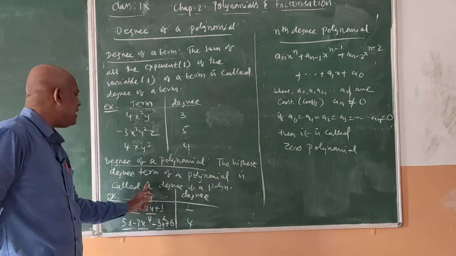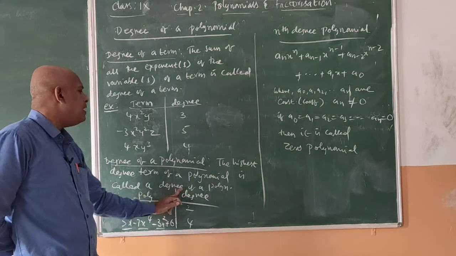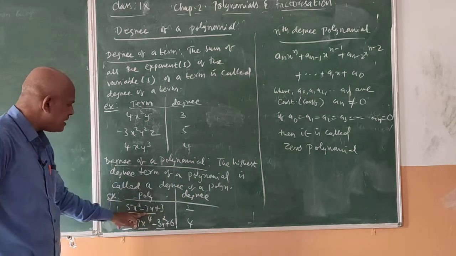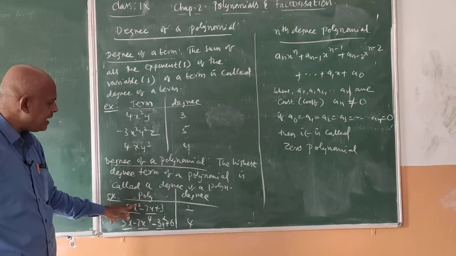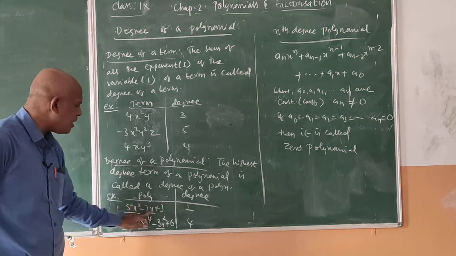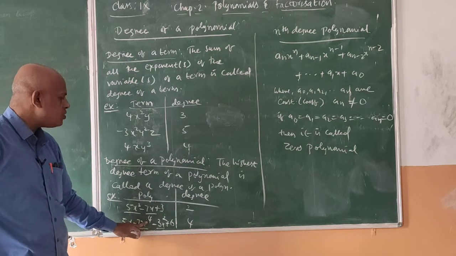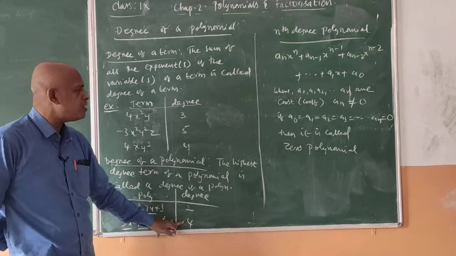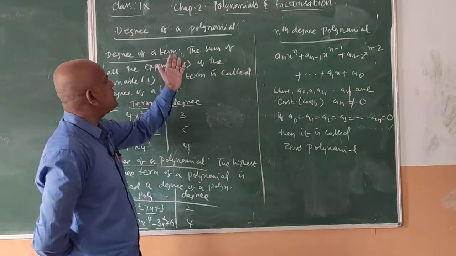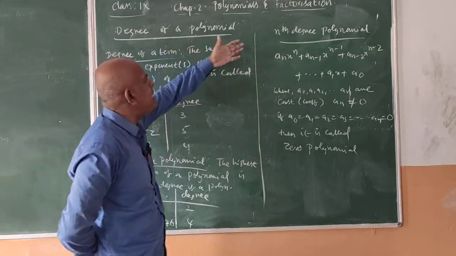That's why, what is the degree of the polynomial? The highest degree term of a polynomial is called the degree of a polynomial. In these 3 terms, this term contains highest degree 2, so 2 is the degree of this complete polynomial. In these 4 terms, the highest degree is 4, so the degree of this complete polynomial is what? 4.